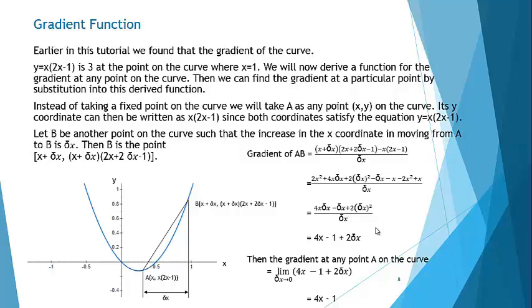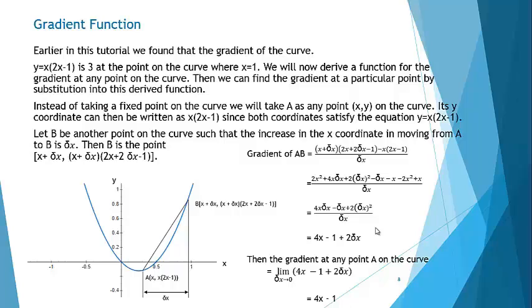So that is the coordinate of point B. Then, like the method which we have used before, to find the gradient of AB, we write down the increase in y over the increase in x. So (x + Δx)(2x + 2Δx − 1) − x(2x − 1) over Δx.